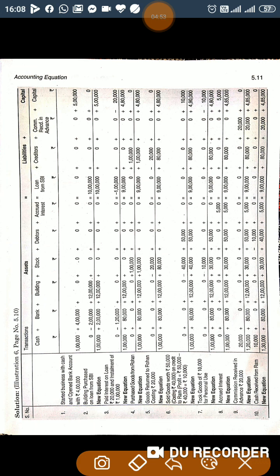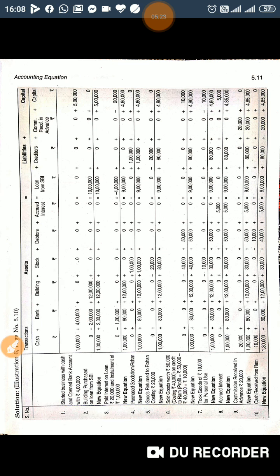So the first transaction says started business with cash and opening bank account with rupees 4 lakh. So cash is coming into the business, 1 lakh. It is given in the question, not given here. So the amount of cash is mentioned in the question itself. And they have opened an account, so bank balance will be increased by 4 lakh, and the total capital invested is 5 lakh, which should be added to the capital.